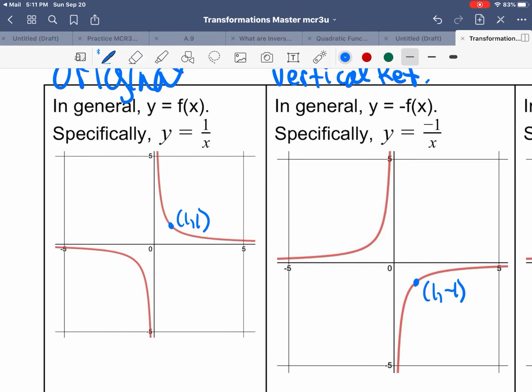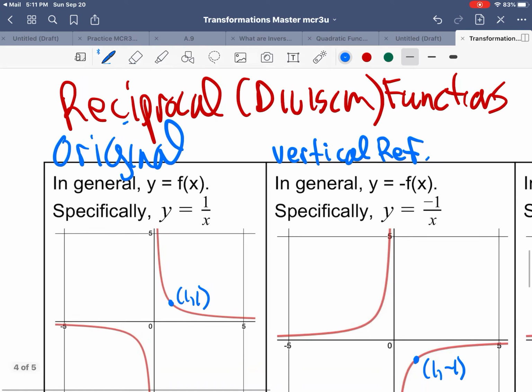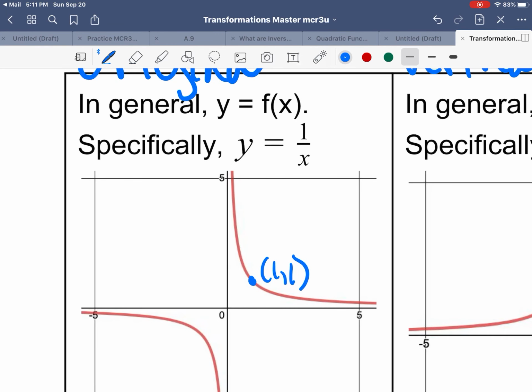We're going to do a screencast on how to graph reciprocal or division functions. And there's some fairly sophisticated thinking that goes into this. Procedurally, it's not a really complex thing, but conceptually it is challenging. So let's look at what the original graph for the division function, the 1 over x function, looks like. So there's y equals 1 over x.